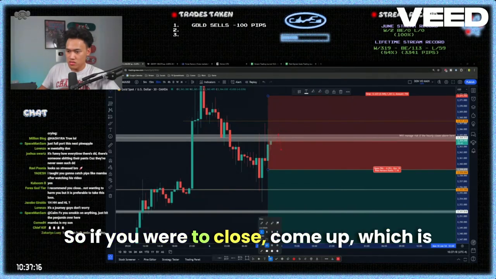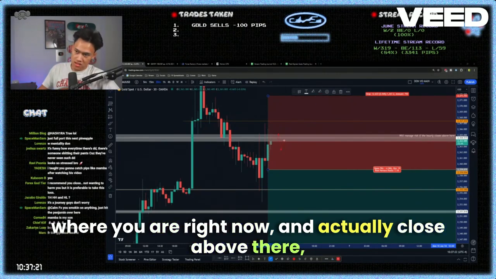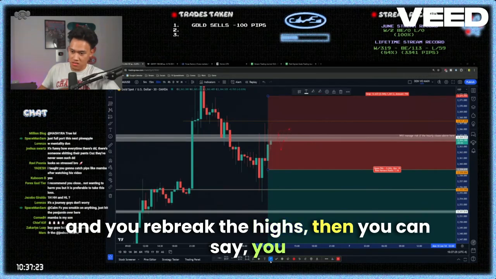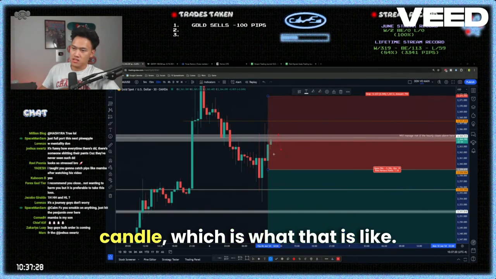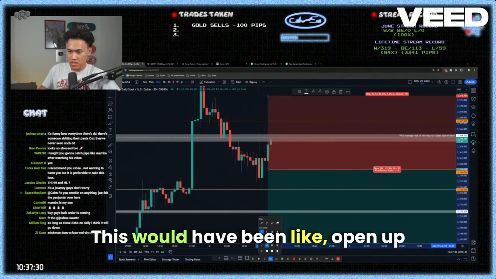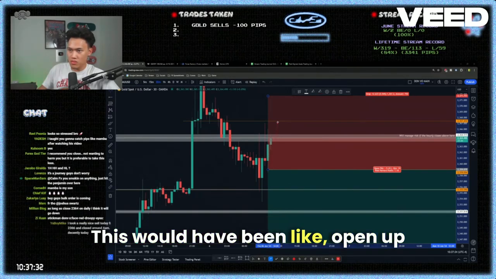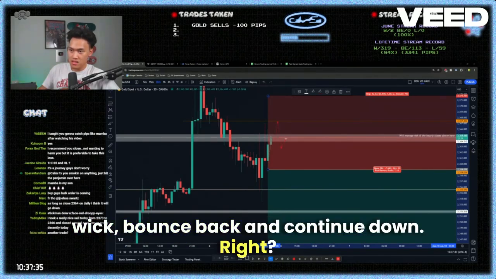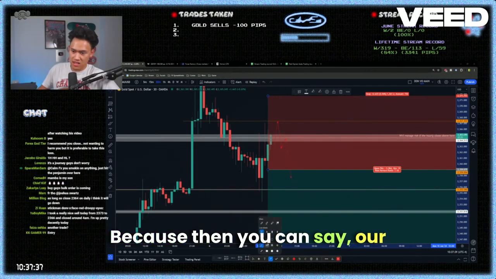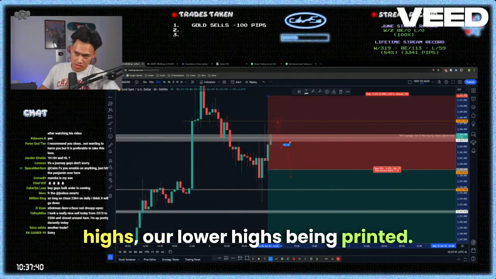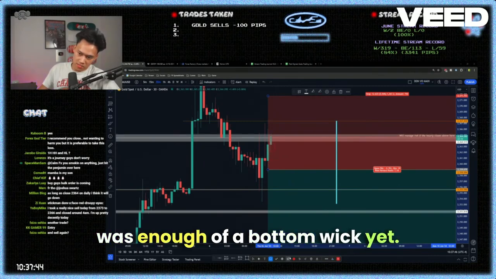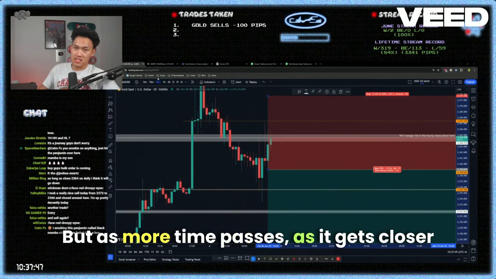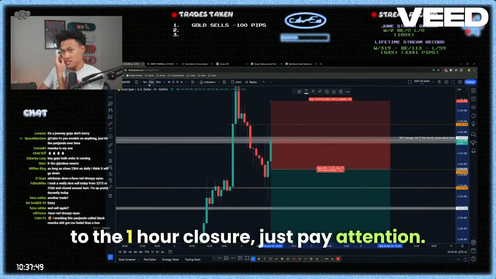So if you were to come up, which is where you are right now, and actually close above there, and you re-break the highs, then you can say, you know what, this might be a higher low on this candle, right? Which is what that is. So seeing a top wick first would have been like this. Open up, top wick, bounce back, and then continue down, right? Because then you can say our lower highs are being printed. But you can argue and say this wasn't enough of a bottom wick yet. But as more time passes, as it gets closer to the 1 hour closure, just pay attention.